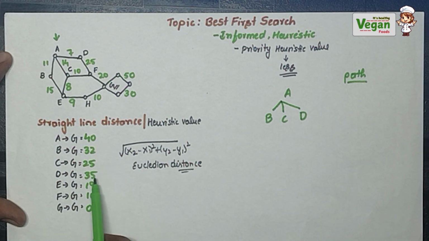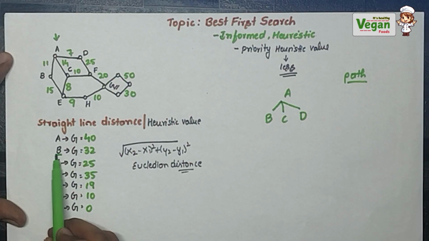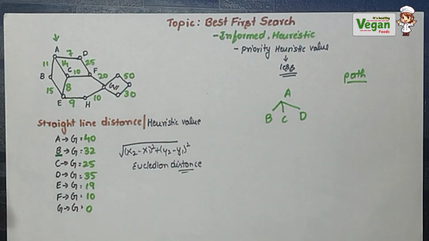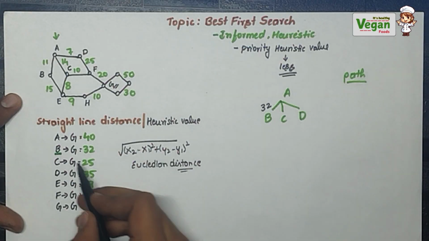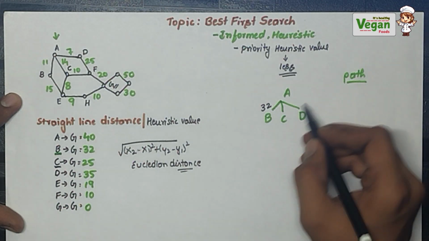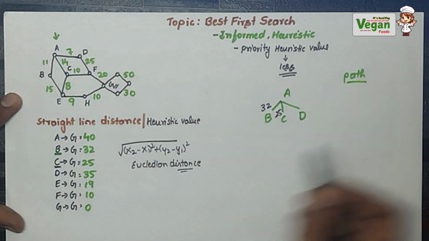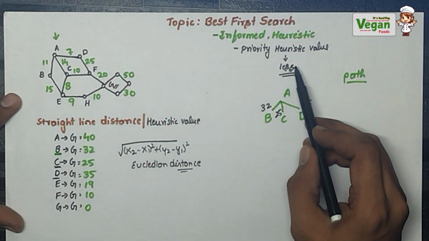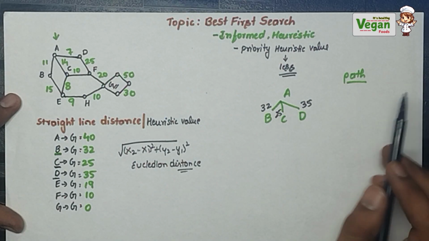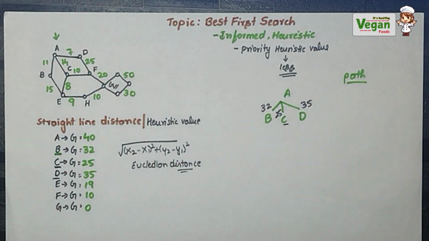So look at the heuristic values. What is the heuristic value of B? B is 32, so write 32 here. Next, C's heuristic value is 25. Next, D's heuristic value is 35. I said whoever has less heuristic value gets more priority, so C will be selected.